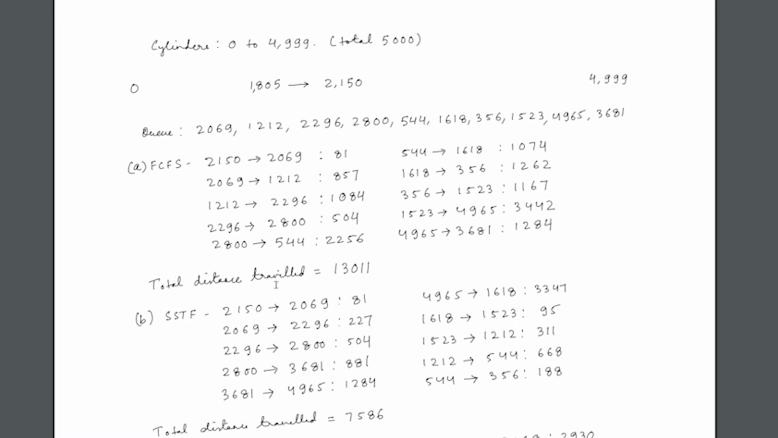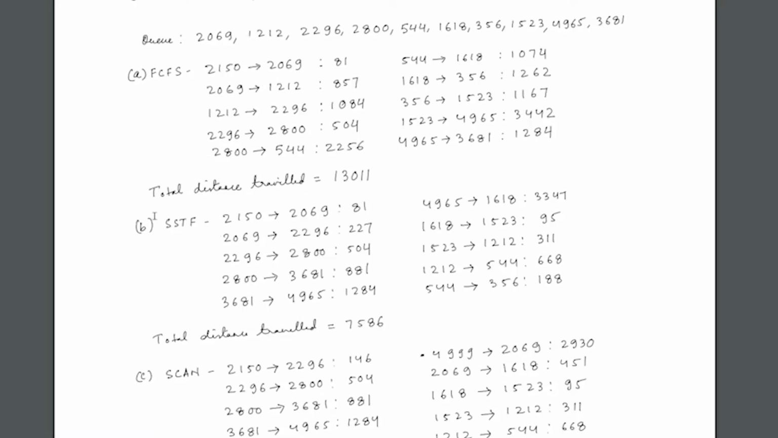The total distance traveled by the disk heads can be obtained by adding all of these differences. So 81 plus 857, so on and so forth, plus 3442 plus 1284, the total comes to 13,011 cylinders.